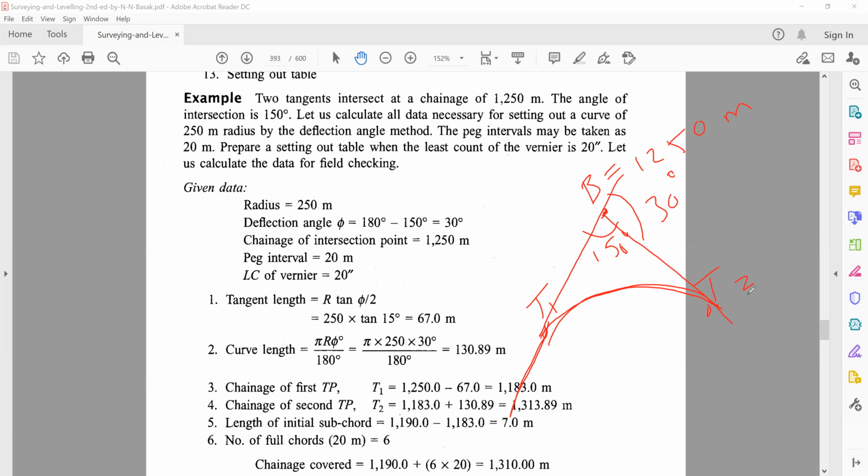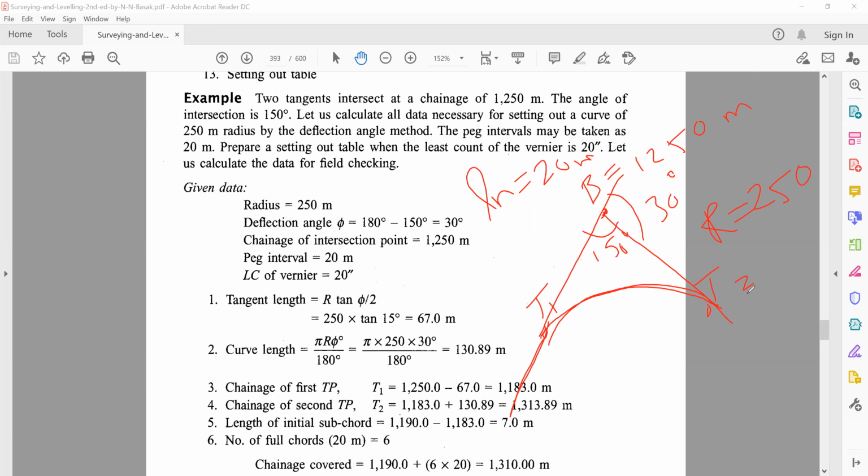Calculate all data necessary for setting out a curve of 250-meter radius. Now they've also given you the radius, which is 250, by the deflection angle method. The peg interval may be taken as 20 meters. So they have given you essentially ln themselves, which is 20 meters.